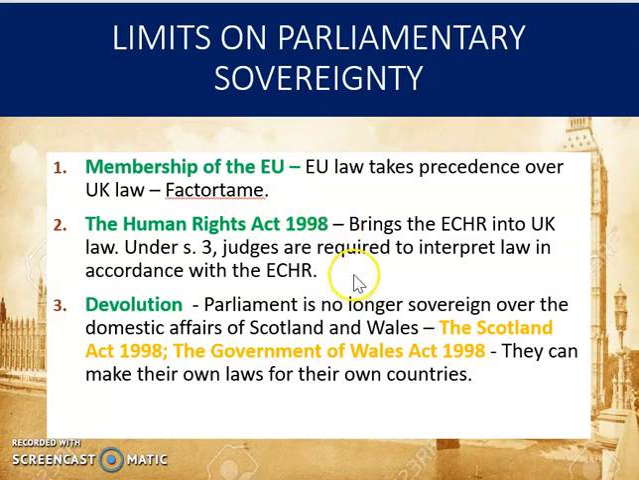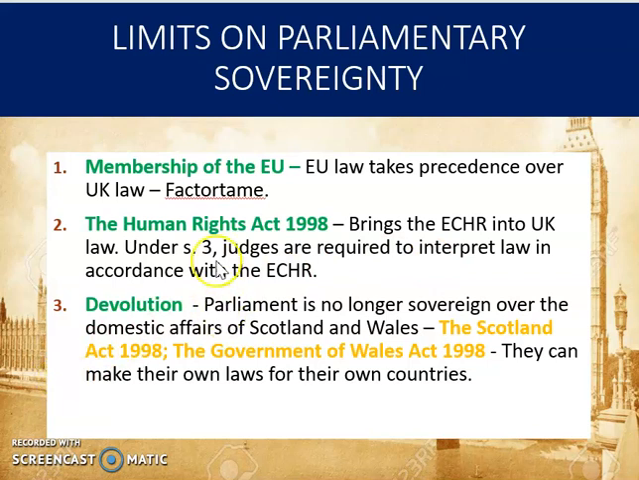Another limit on parliamentary sovereignty is the Human Rights Act, because when we enacted this Act, it was to bring the European Convention on Human Rights into UK law. And under Section 3 of the Human Rights Act, judges are required to interpret law in accordance with the European Convention on Human Rights. And if they can't do that, if our law is seen to be incompatible with human rights, the judge is able to make a declaration of incompatibility under Section 4. So again, the fact that we follow the European Convention is also another limit on parliamentary sovereignty.